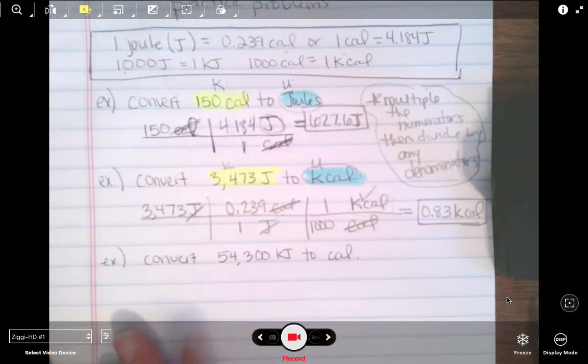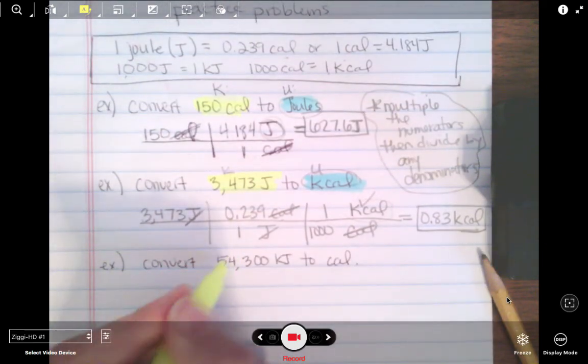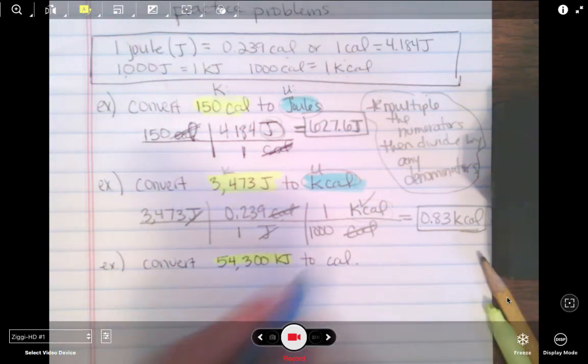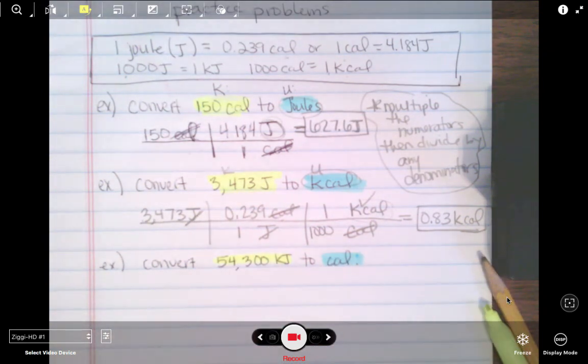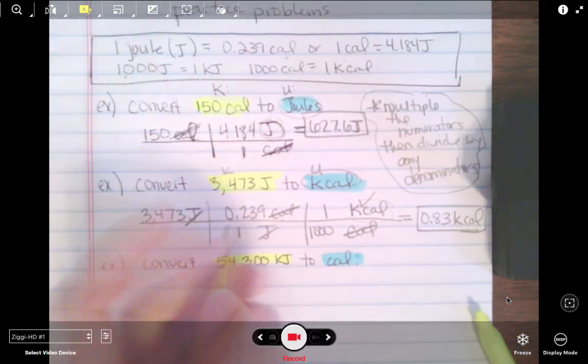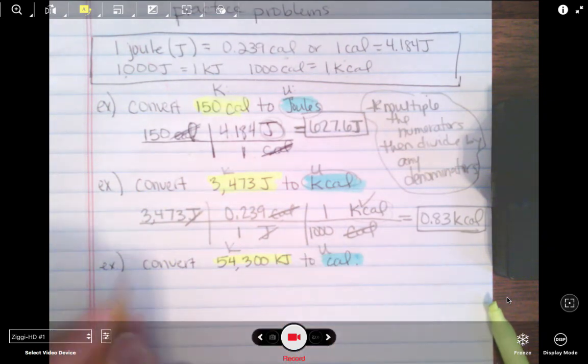Last problem. Again, I'm going to highlight what I know and what I don't know. I know I have 54,300 kilojoules, and I want to figure out how many calories that is. So this is what I know. This is what I don't know. So you start by setting up your T-chart. Put your known on the top left T, 54,300, and it's kilojoules. Again, you notice that the bottom of this first T is empty. That's on purpose. And I know that I need kilojoules in the denominator so that those units cancel out.